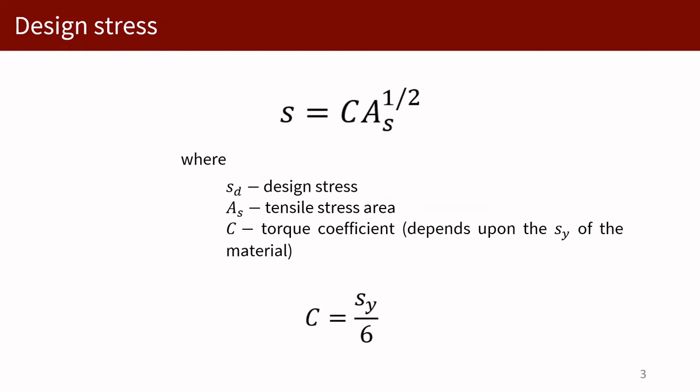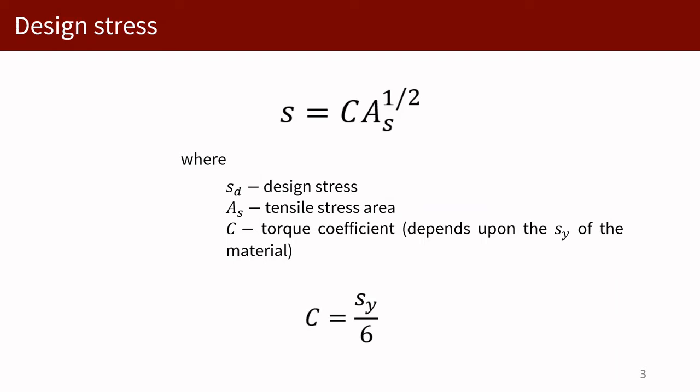The design stress for threaded products is expressed as S_D equal to C times the square root of A_S, where S_D is the design stress, A_S is the tensile stress area, and C is the torque coefficient, and it depends upon the tensile strength of the material.